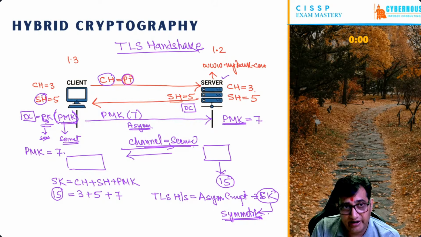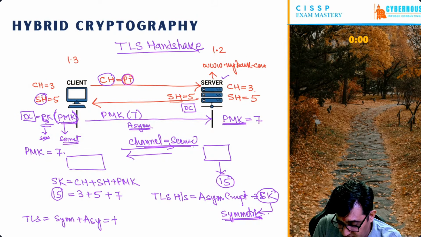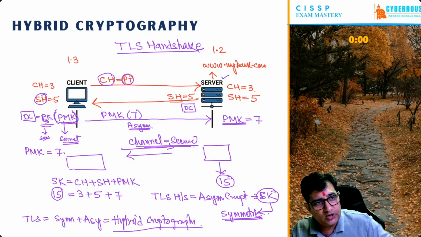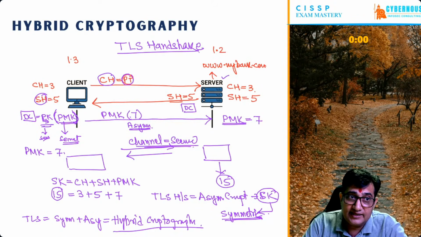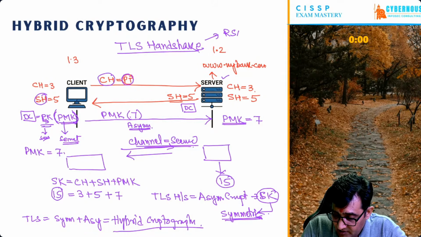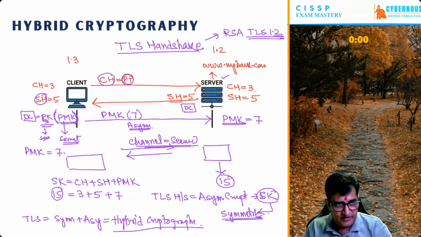So this way, in the TLS handshake and other communication as well, we use a combination of symmetric plus asymmetric, and this is actually what is called hybrid cryptography. Whatever transactions you do today is actually a combination of these two cryptographies. So I hope you guys get it, right? This is typically your RSA TLS 1.2 communication. Exactly the same way the communication will happen.